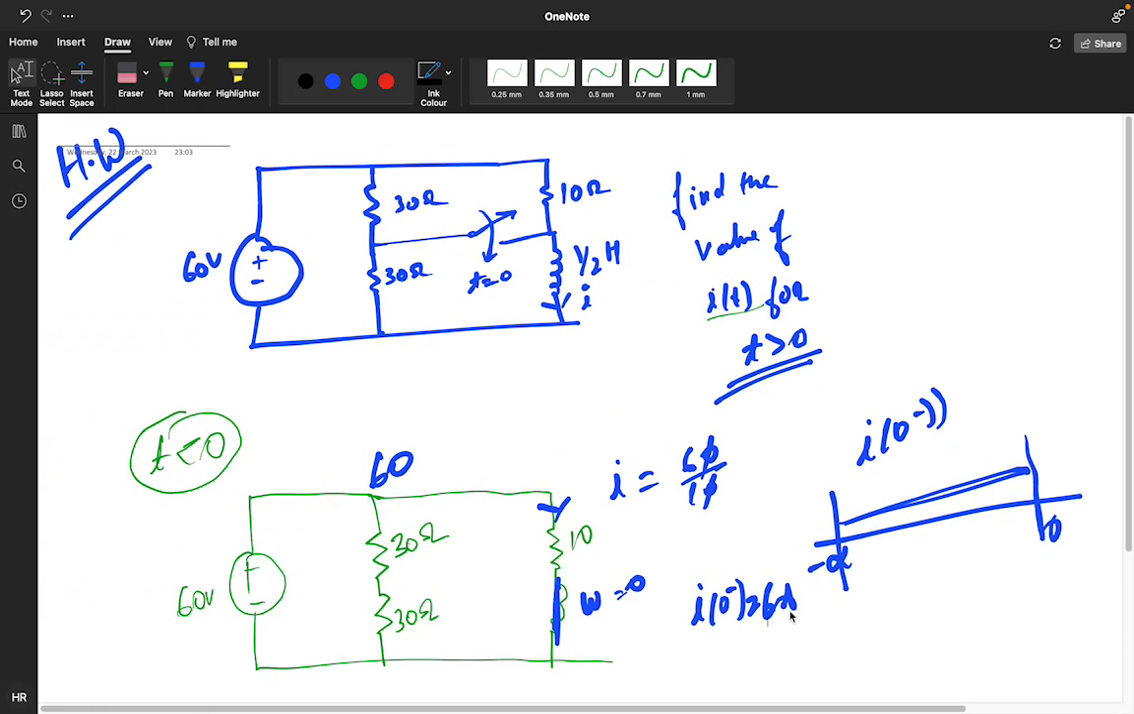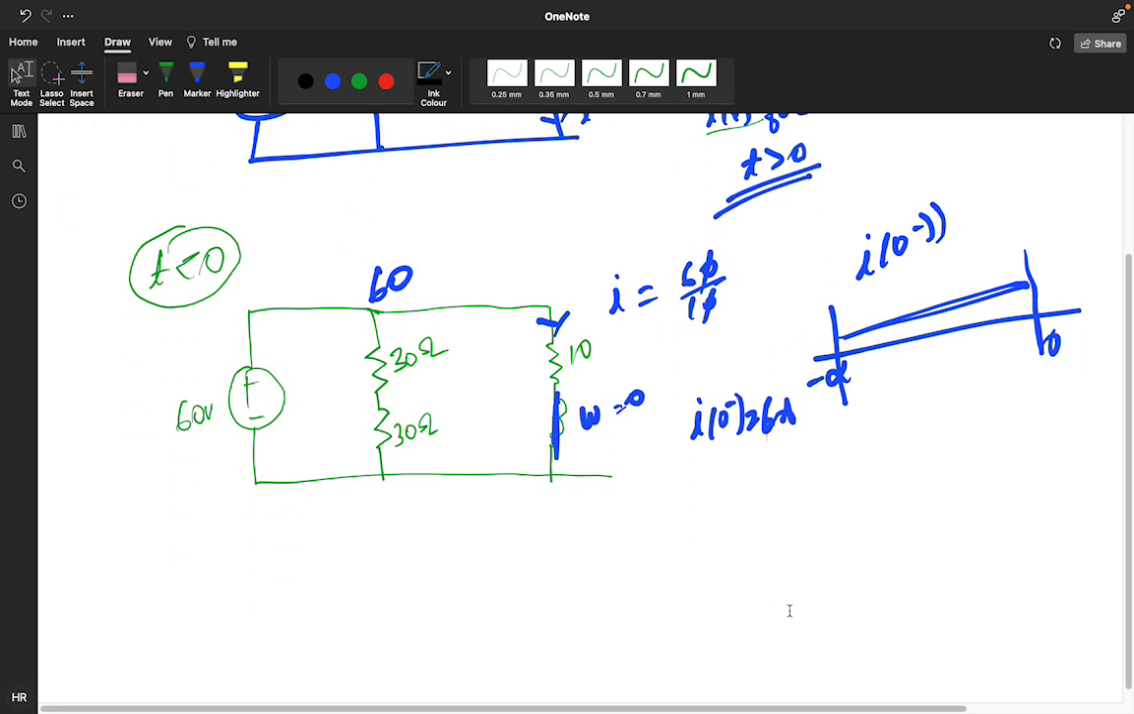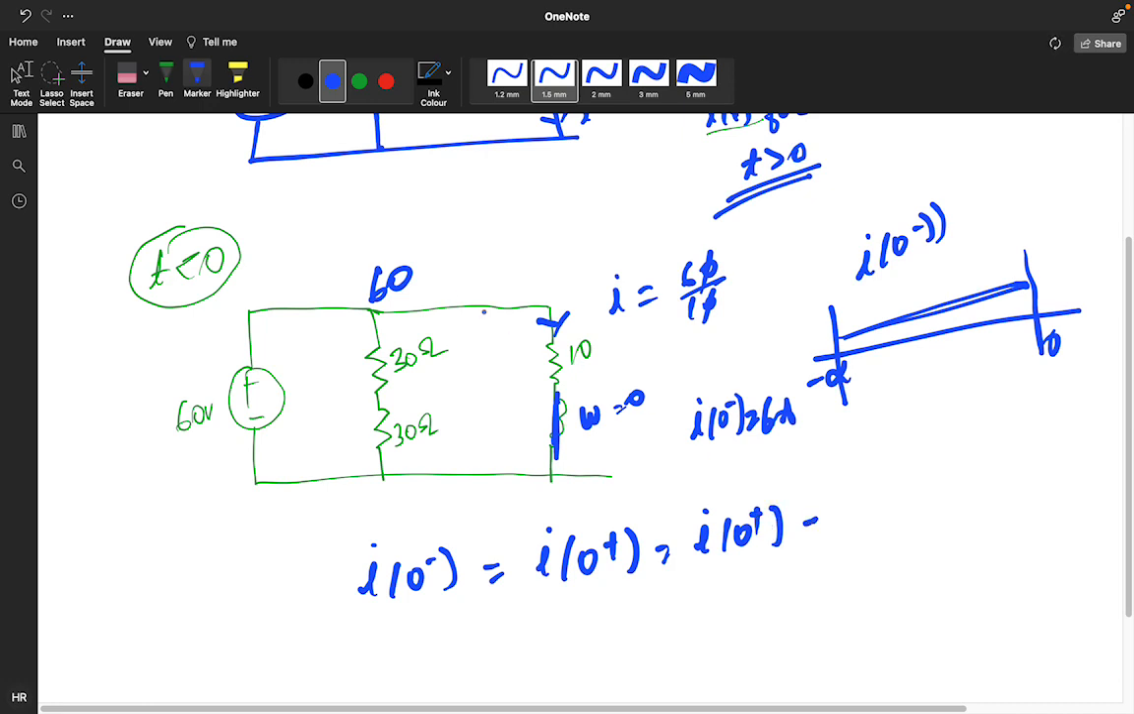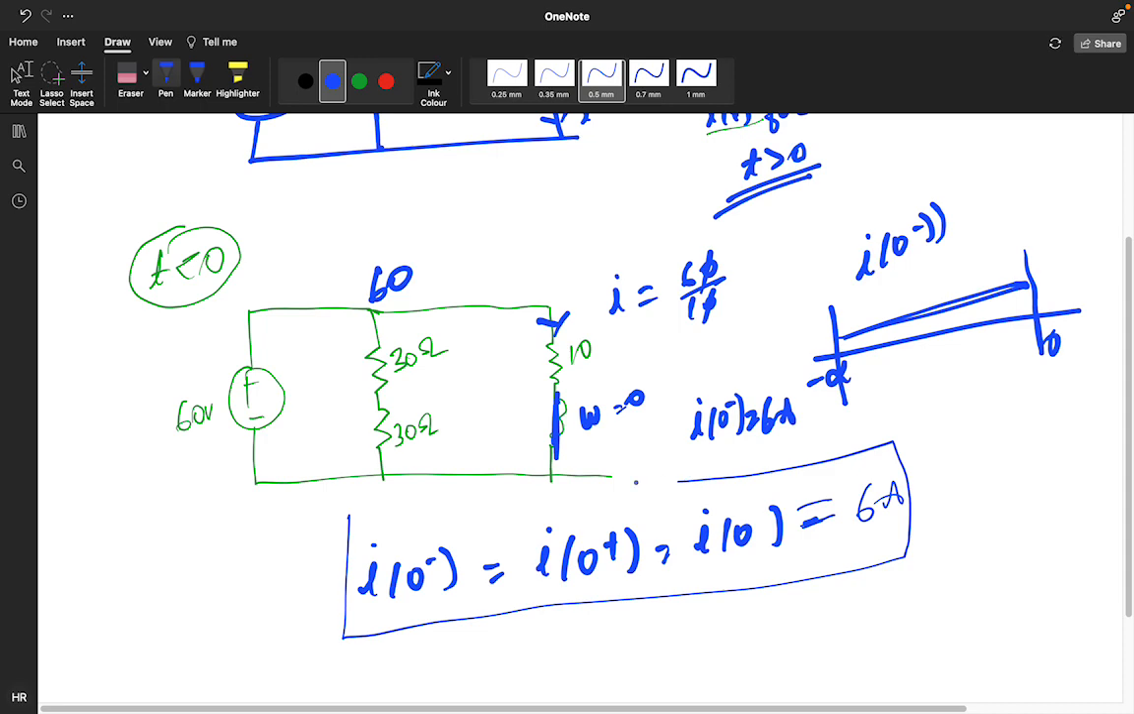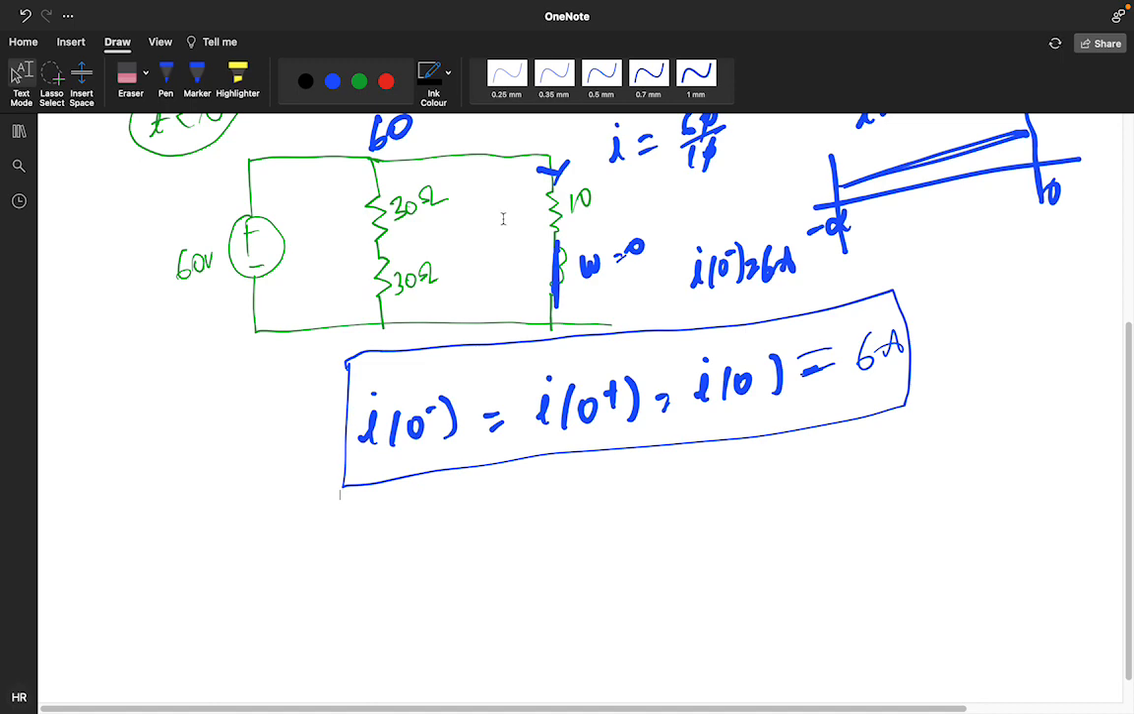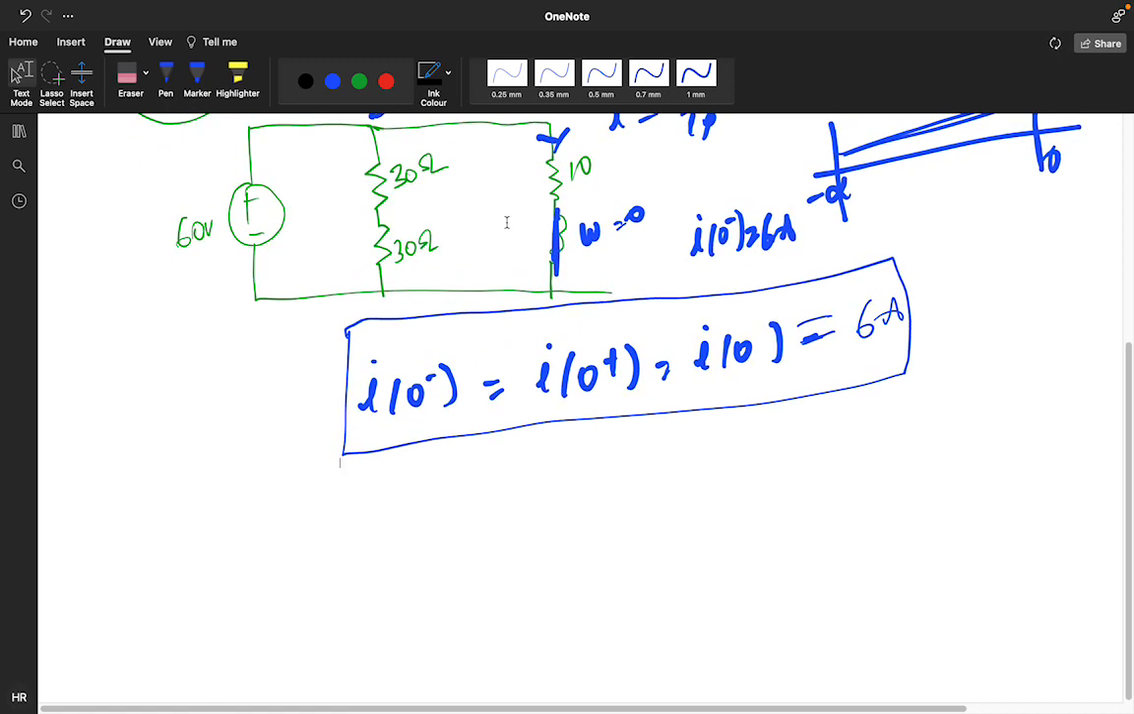We know the inductor current I of 0 minus is equal to I of 0 plus, which is equal to I of 0. This value is coming 6 ampere. Okay, fine. If it is coming 6 ampere, now let us get the circuit.